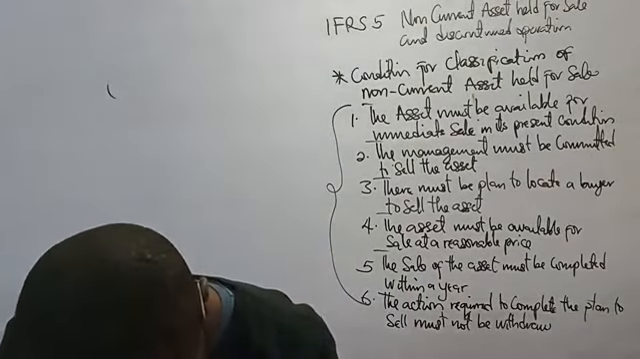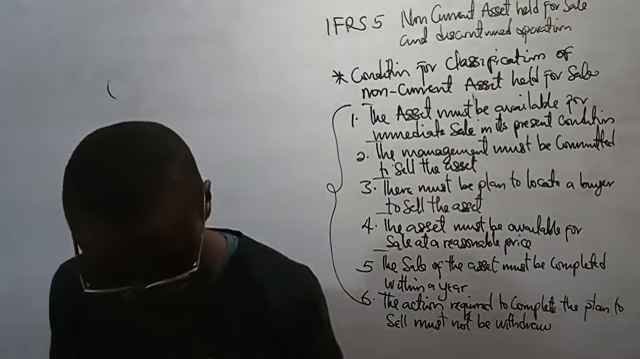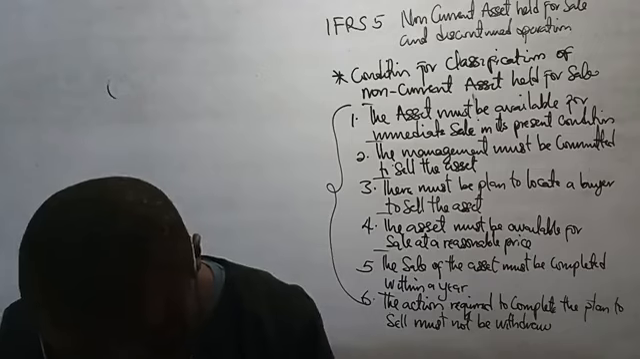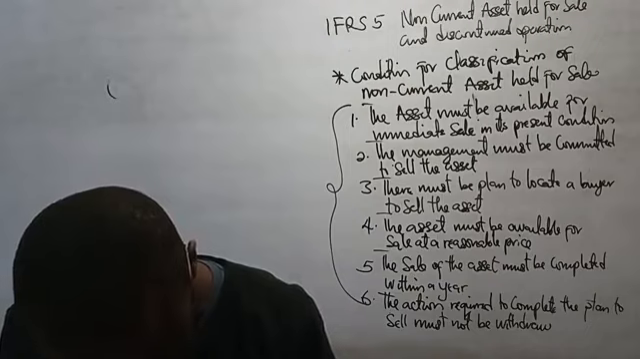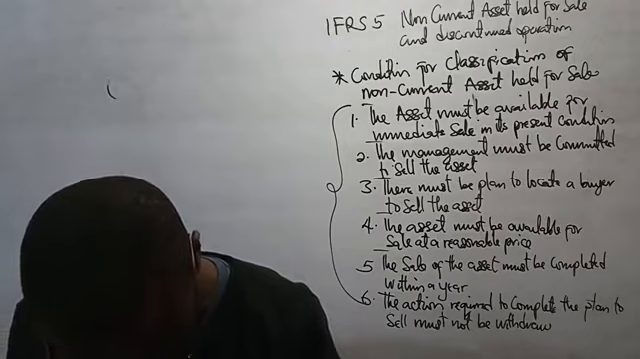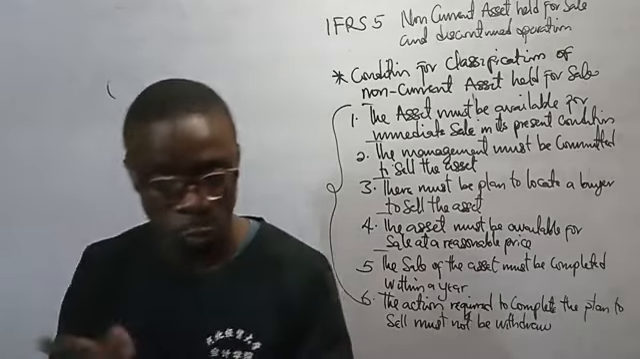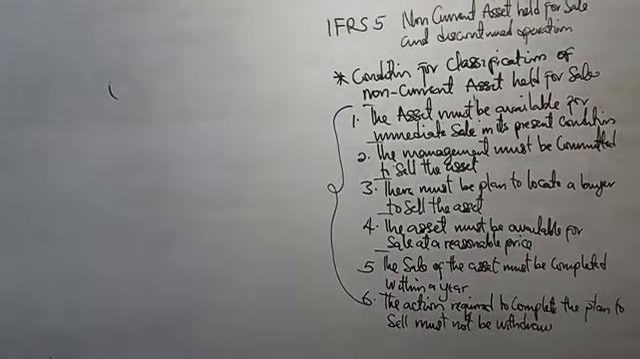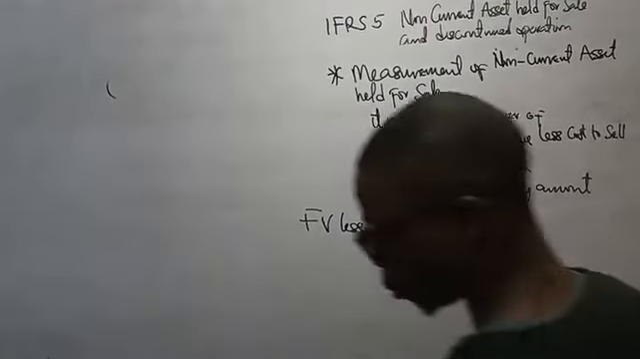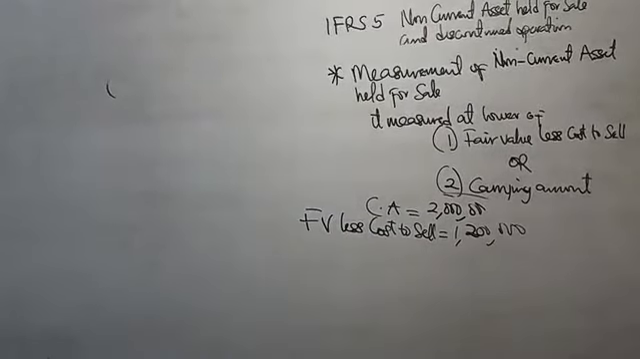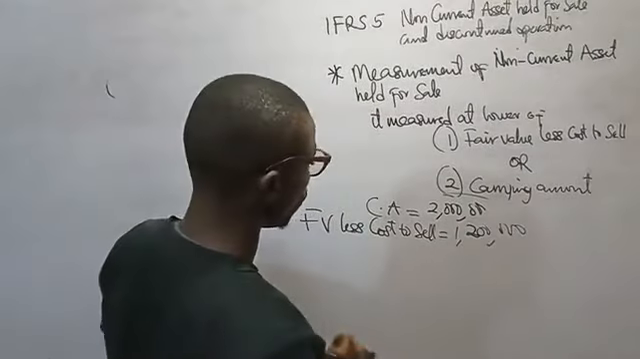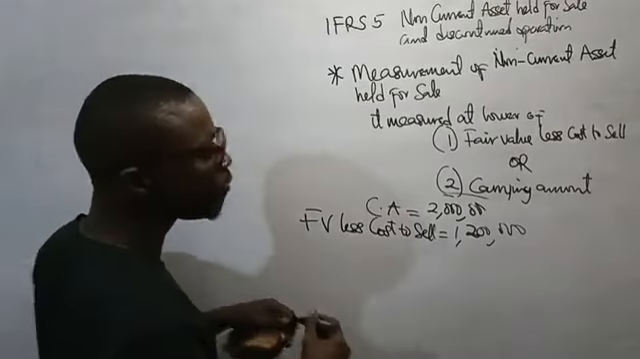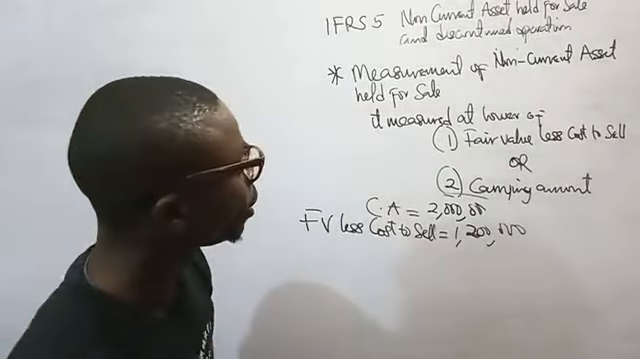So when an asset is classified as held for sales, what's the measurement? I won't spend time on it. Are we good? Fair value less cost of sales, whichever is lower. Now when the fair value less cost of sales is the one lower, are we together?